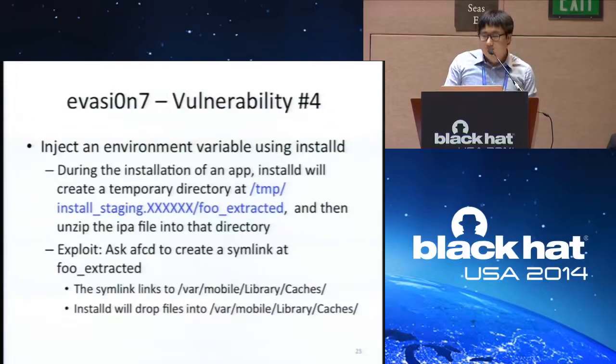Right after the creation of that directory, if the previously sandbox-escaped AFCD can delete it and create a symlink with the same name and point it to another directory, then installd will extract the zip archive in the wrong place. For example, the evaders set the target of the symlink as /var/mobile/Library/Caches, then installd will unzip the file into that directory.